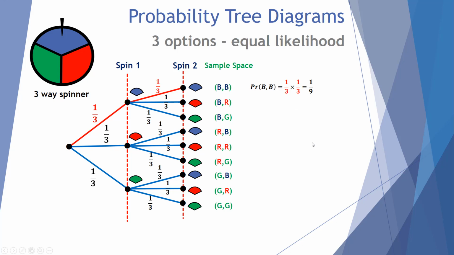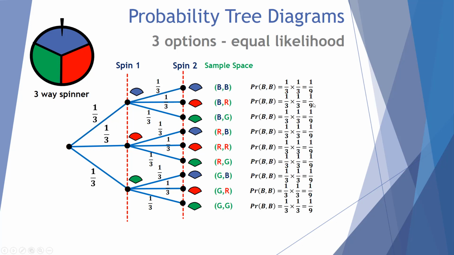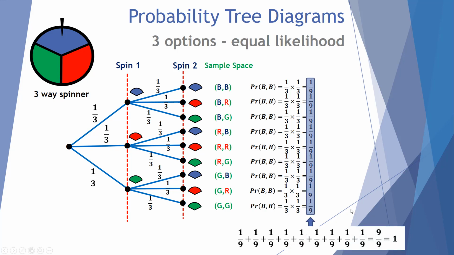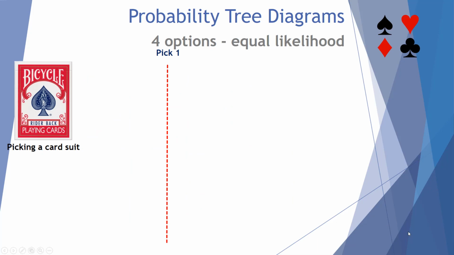And again, the individual probabilities for each outcome in the sample space, there's a 1 on 3 on the first spin of a blue, plus another 1 on 3. So when I multiply those two together, I end up with 1 on 9 probability of getting 2 blues. And that's the same equally probable outcome for each of those 9 possibilities. Again, when we add them all together, we get 9 on 9, which gives us a 100% probability. Let's now look at a 4-option equal likelihood probability distribution.